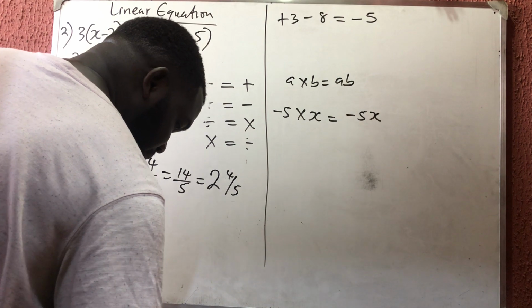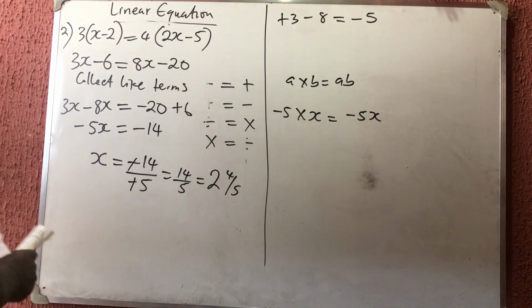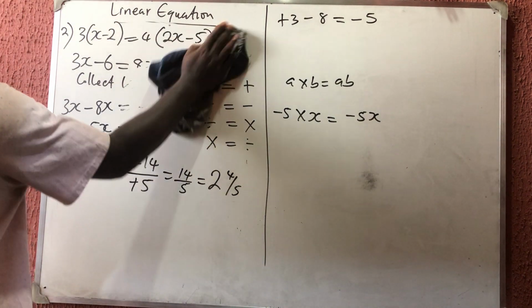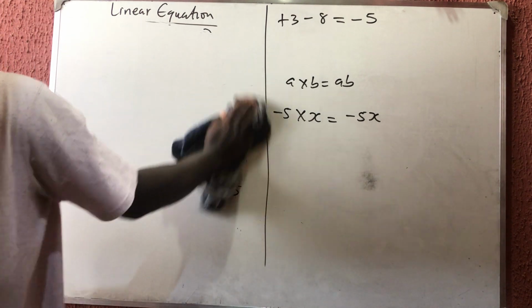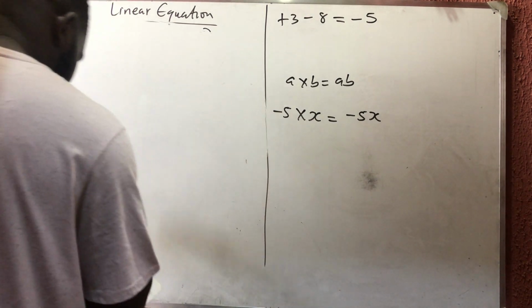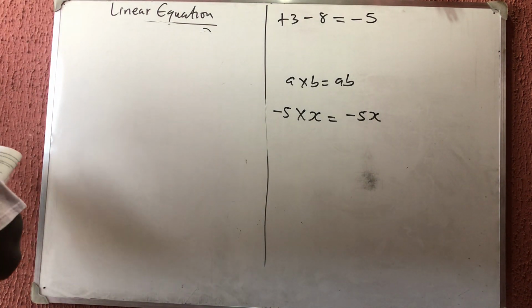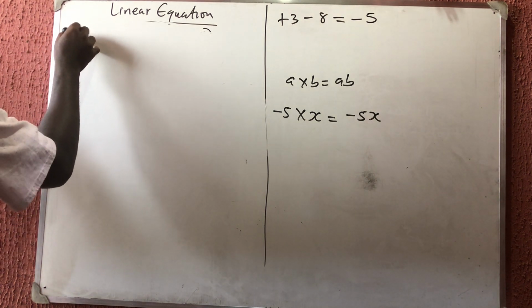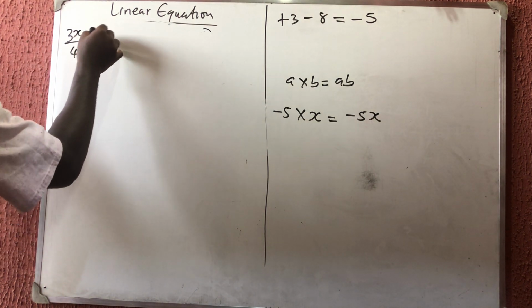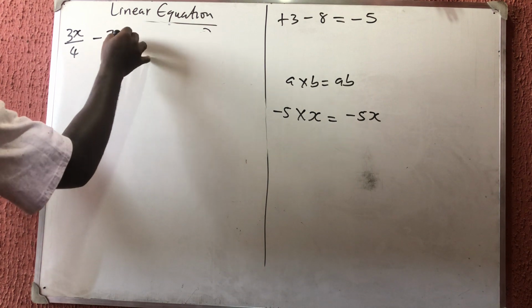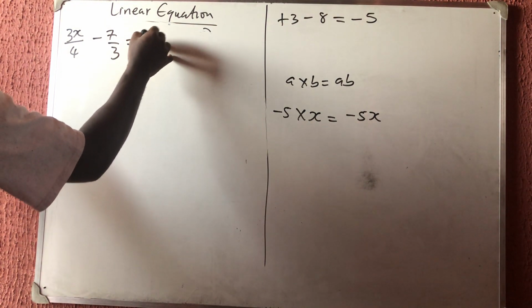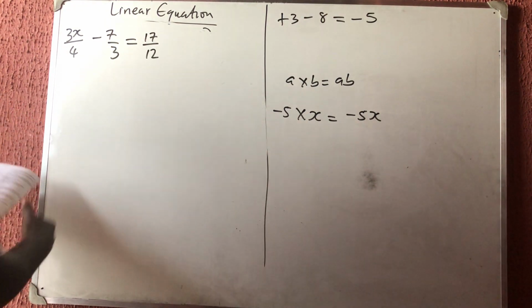So let's check the next question. Question number 3. These are very, very simple questions. Question number 3 says 3x over 4 minus 7 over 3 is equal to 17 over 12. Okay?